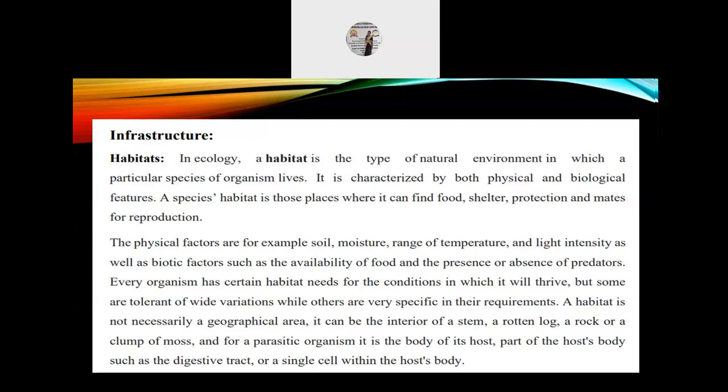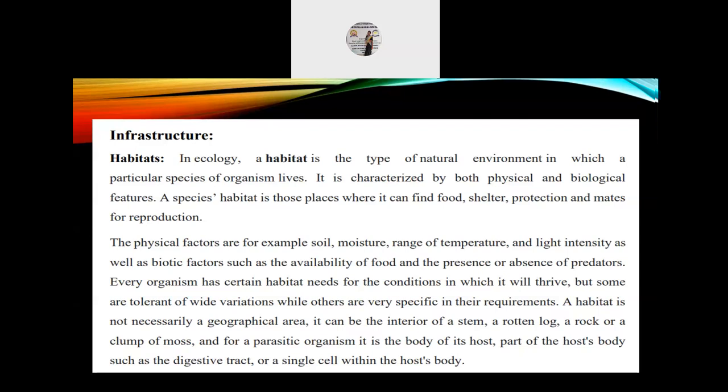The physical factors are, for example, soil moisture, range of temperature, and light intensity, as well as biotic factors such as the availability of food and the presence or absence of predators. Every organism has certain habitat needs for the conditions in which it will thrive, but some are tolerant of wide variations while others are very specific in their requirements.